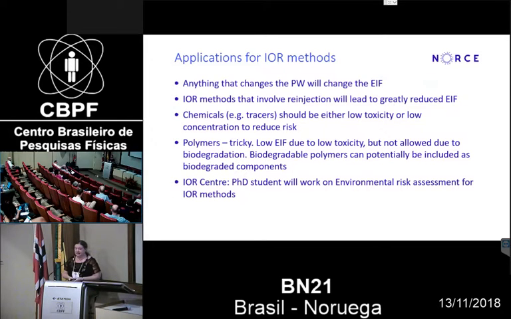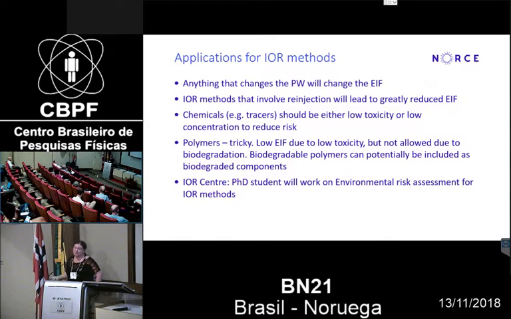But the other thing that was mentioned at the end of one of the previous talks, if you need to include biocides, they very often have a very high toxicity because they're basically designed to kill biology. So they're quite toxic. So when you have biocides, your EIF tends to go way up.